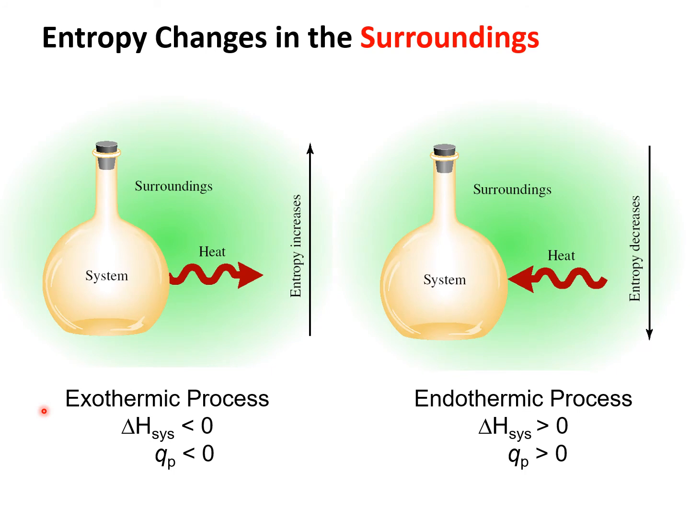In an exothermic process, heat is transferred from the system to the surroundings, and therefore, according to our convention, delta H of the system and the heat at constant pressure is negative. By contrast, for an endothermic process, heat is transferred from the surroundings to the system, and so according to our convention, delta H for the system and QP is positive.